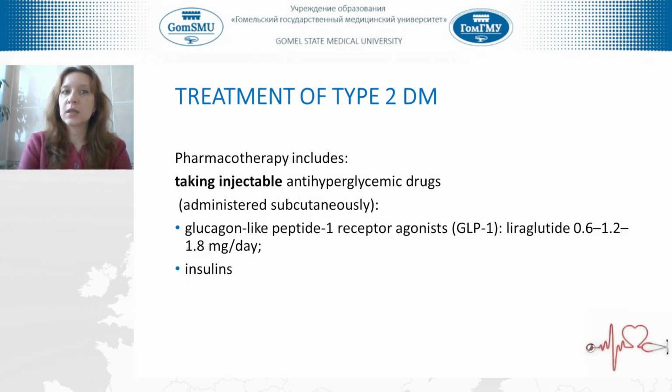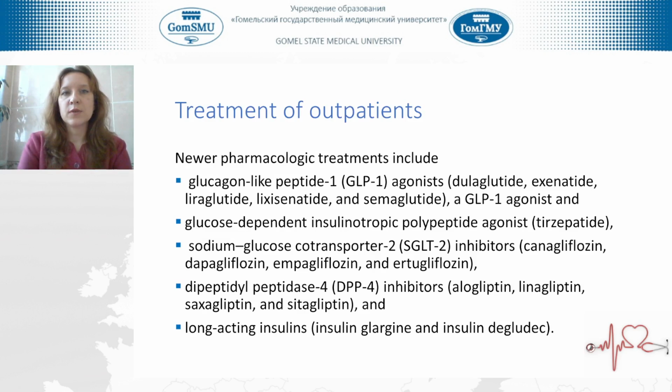There are also injectable anti-glycemic drugs, injected subcutaneously: glucagon-like peptide 1 receptor agonists, GLP-1, liraglutide, and the last group is insulin. Treatment of patients with obesity includes the same groups, but what now? GLP-1 agonists and glucose-dependent insulinotropic polypeptide agonists, sodium-glucose cotransporter type 2 inhibitors, dipeptidyl peptidase 4 inhibitors, and long-acting insulin. This is the main pharmacological treatment.